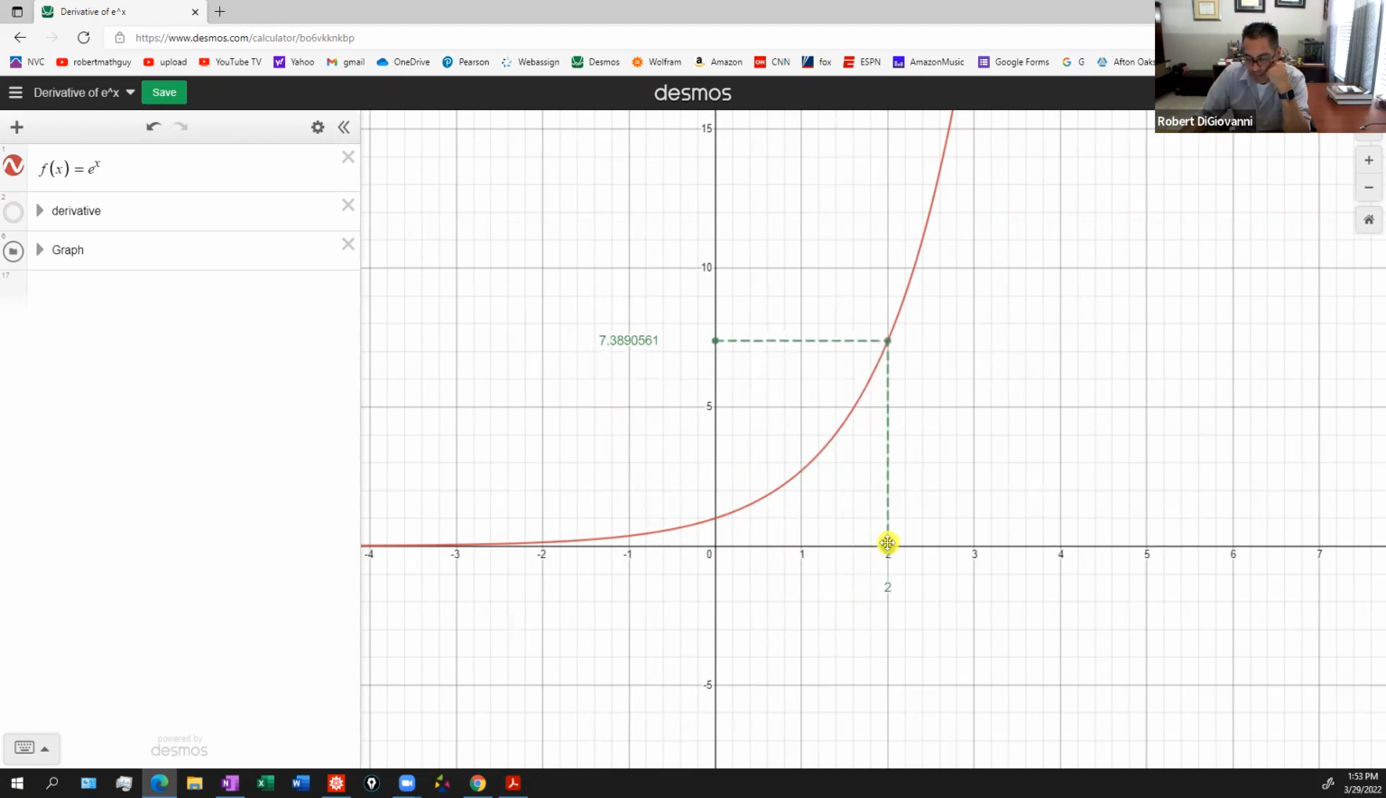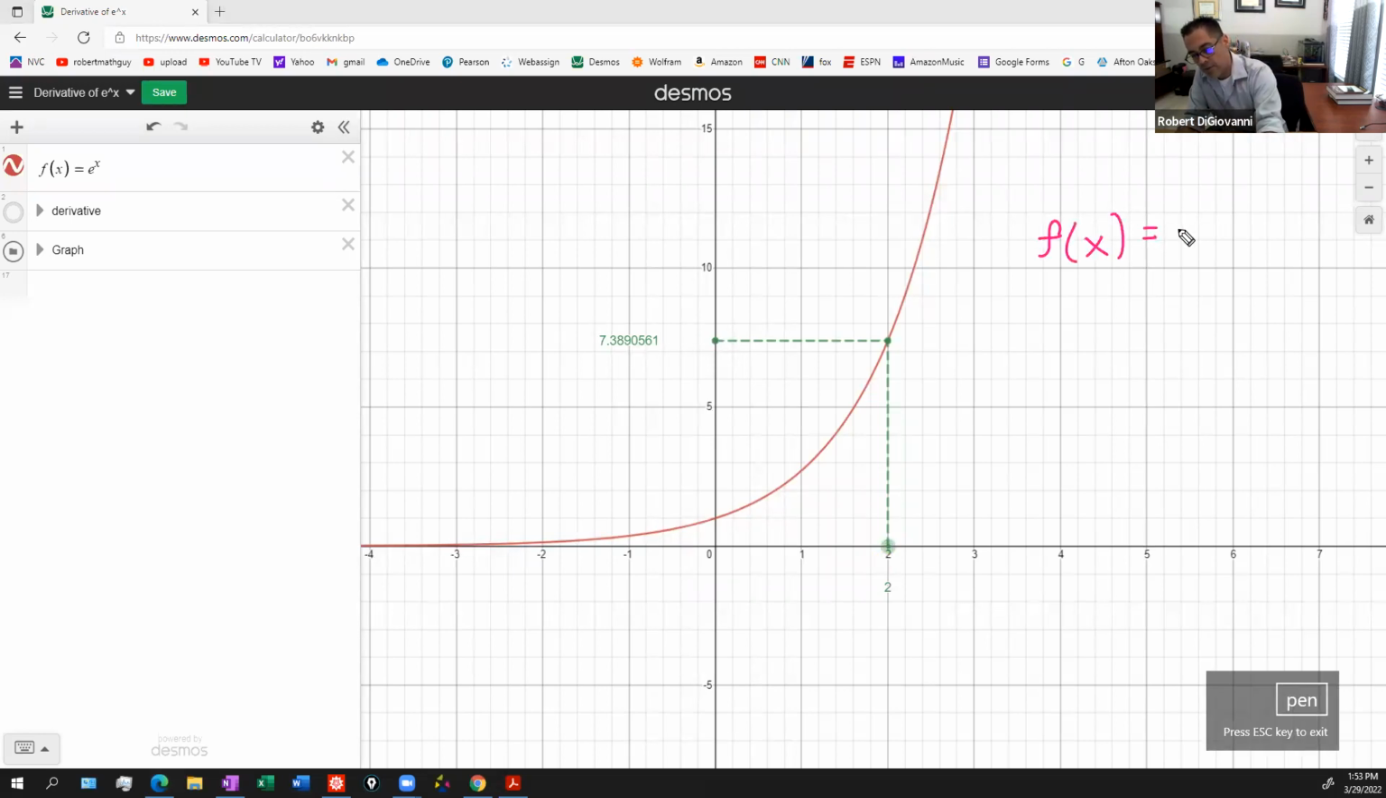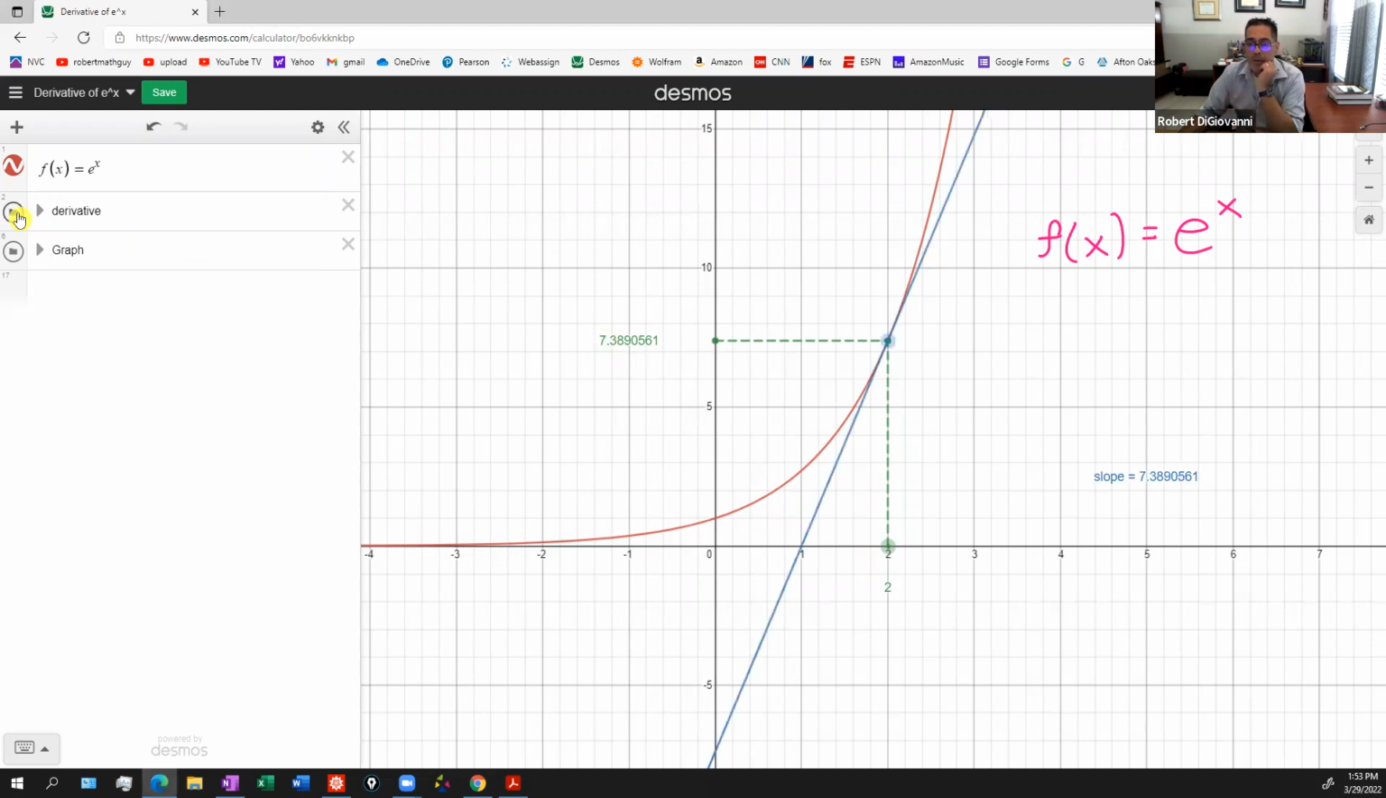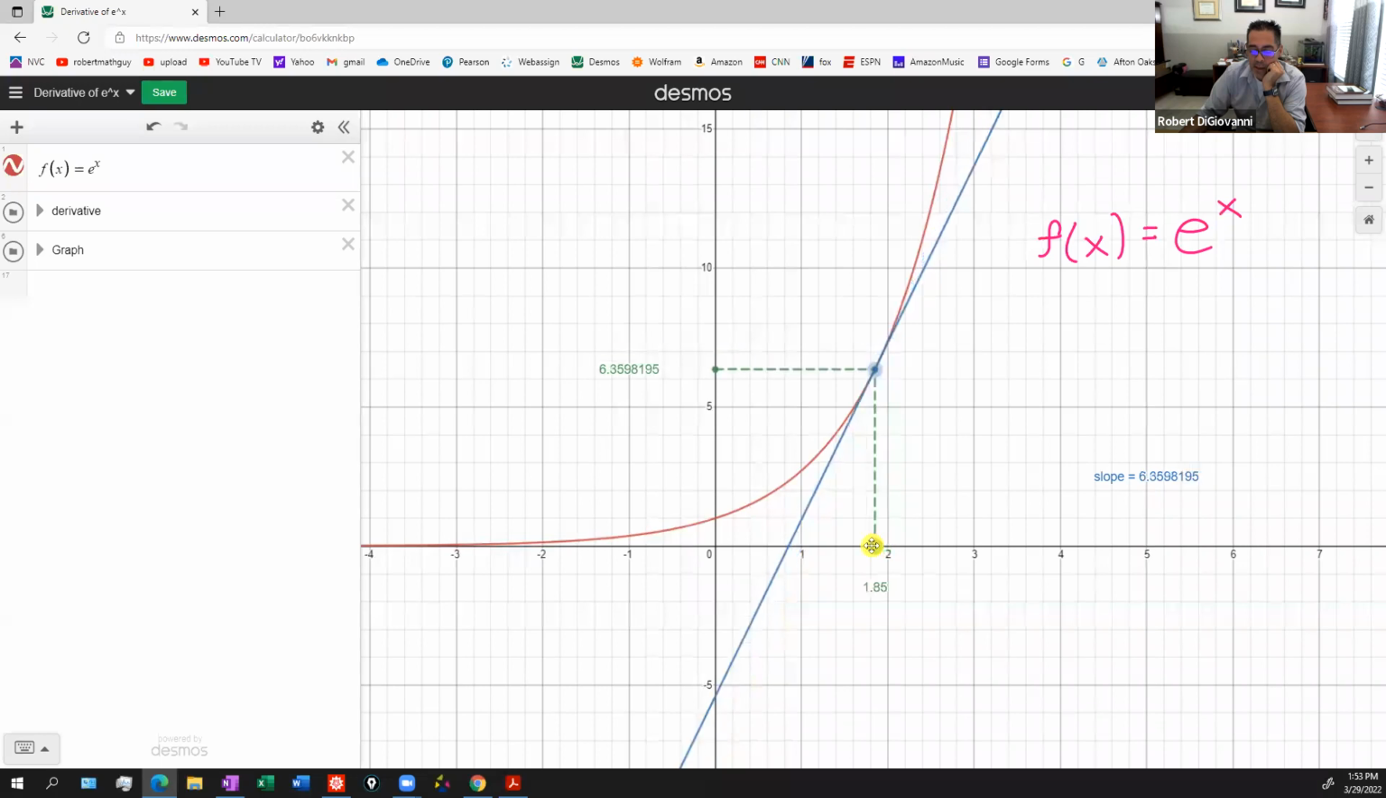We are looking at the function f of x equals e to the x right now. The value of the function at 2 is what? 7.38. Yes, okay. Watch this. I'm going to show you its derivative now. Take a look at that. I'm going to move this point, and I want to see if you can see something pretty remarkably amazing happening.